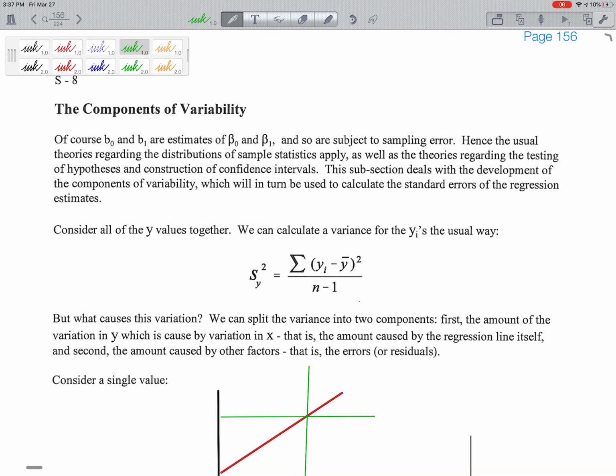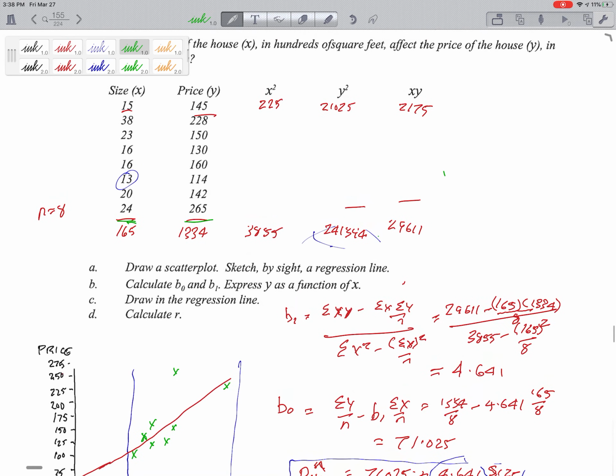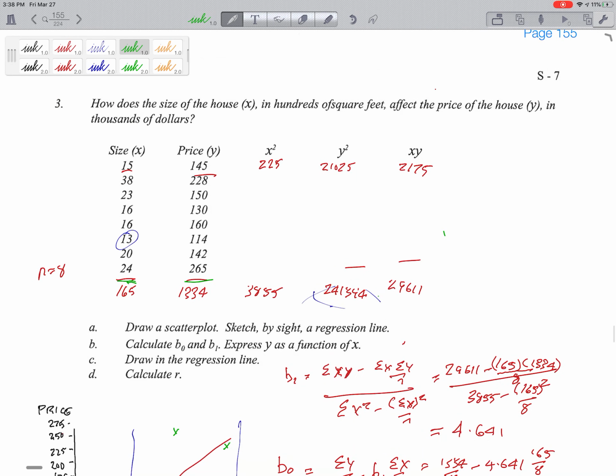All right, what we're going to be looking at here then is how much of the variation in y is explained by x, and then can we use that to do some hypothesis testing? Let me explain what I mean by that. I'm going to go back up here to the last problem that we dealt with. And if you didn't see these calculations, take a look at the mini lesson that we did on pages S5 to S7. So we looked at the price of the house in thousands of dollars and the size of the house in hundreds of square feet.